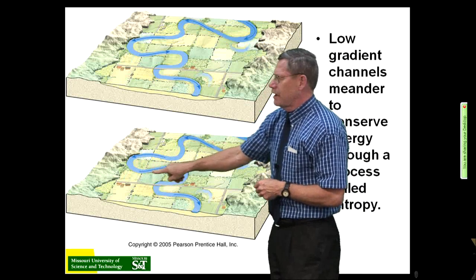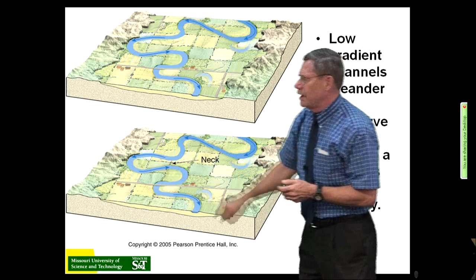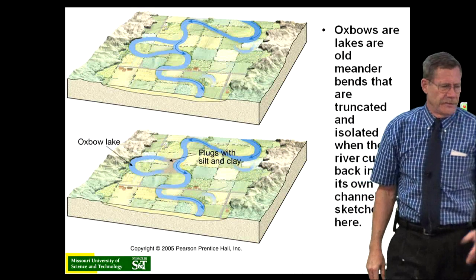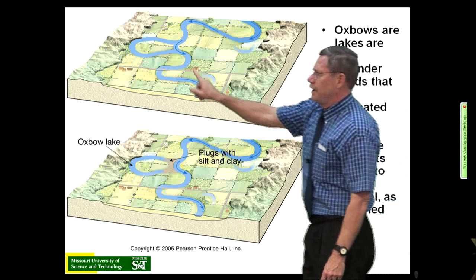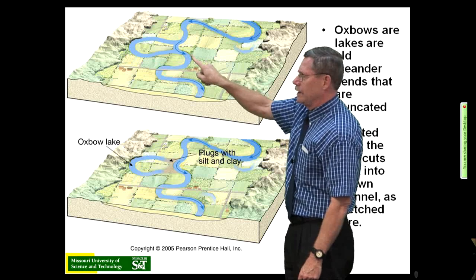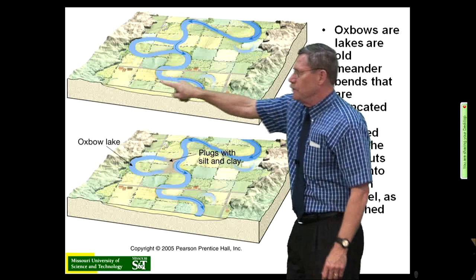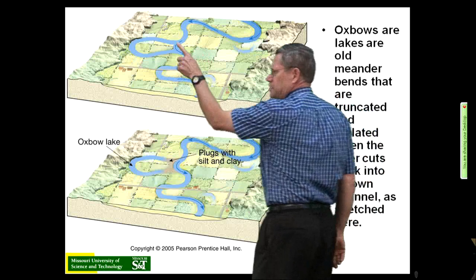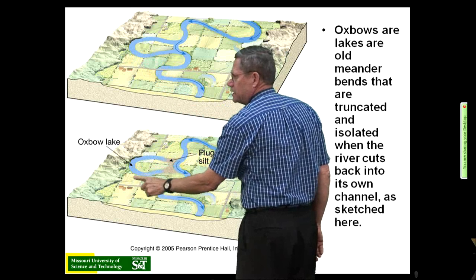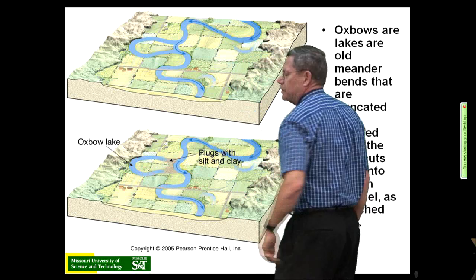And when you have a neck here, during some large event, you're going to get a breakthrough there. And when that breakthrough occurs, you're then going to have a very, very high gradient that's very short-lived. This is going to break through here very rapidly, and then it's going to move around some in relationship to that. This gets cut off and becomes an oxbow. It plugs with silt, and it sits there for a long, long time as an oxbow lake.